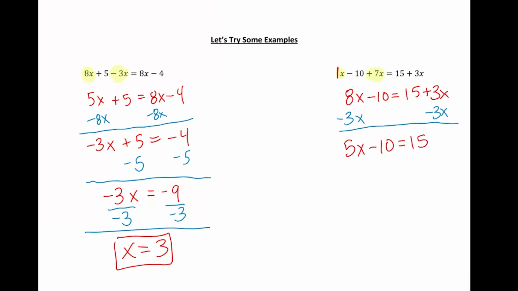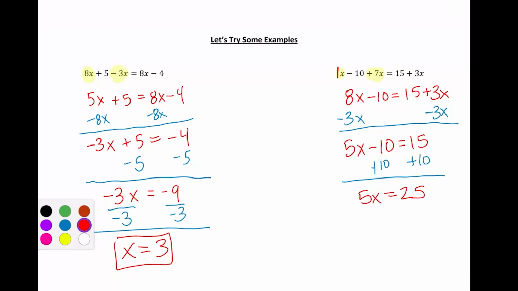Now we've got it set up like a two-step equation. And so we're going to follow the same order of steps here. We're going to get rid of the addition, subtraction first, and then deal with the multiplication, division. So here we're going to get rid of the subtraction first. We're going to add 10 to both sides. Now adding 10 to both sides is going to give me 5x equals 25. So we have 5 times x equals 25. Multiplication's inverse is division, so we want to divide both sides by 5. And we'll get our answer, x equals 5.